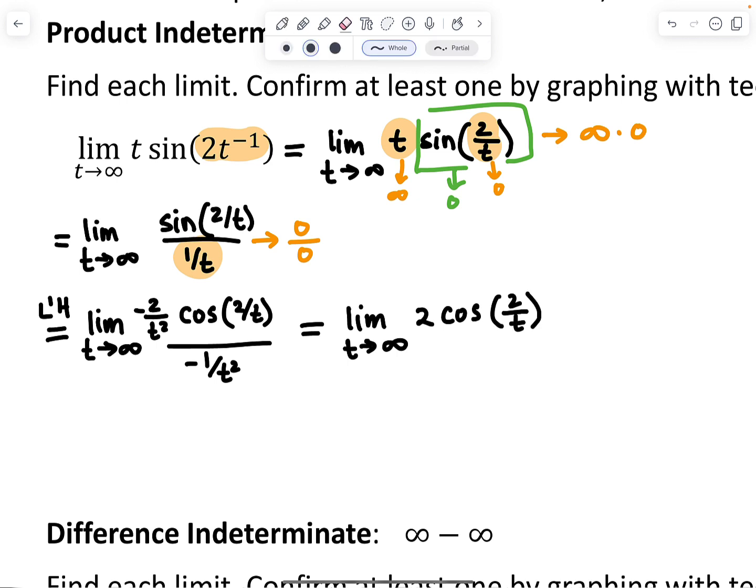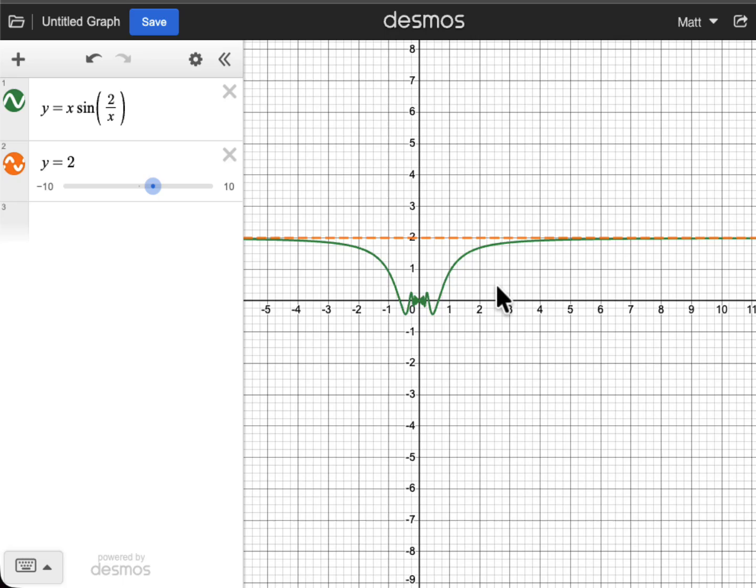And now we let t go to infinity again. 2 over t will approach 0, and so the value of this limit will be 2 cosine of 0. And the cosine of 0 is 1, so we just get 2. Here's a graph of this function, and sure enough, as x goes to infinity off to the right, the graph is approaching a horizontal asymptote of 2.